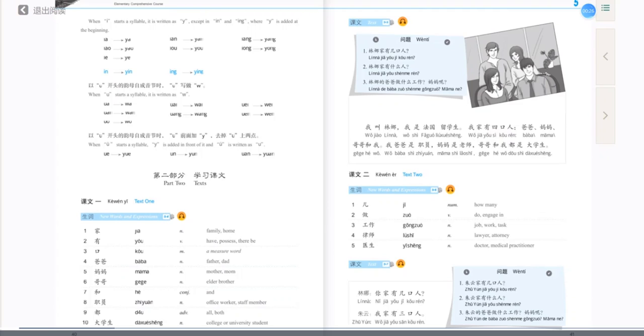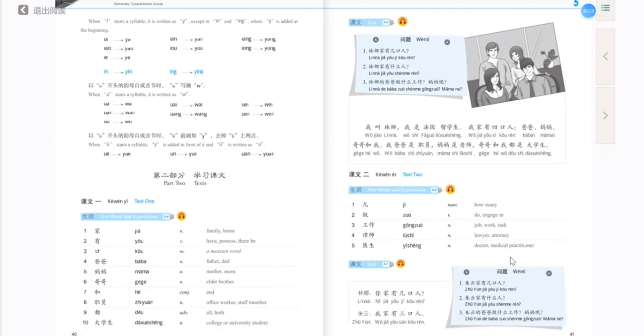Text 1 is Lina. Lina is introducing herself and her family, right? So let's read together for text 1. 我叫琳娜，我是法国留学生，我家有4口人，爸爸妈妈哥哥和我。我爸爸是职员，妈妈是老师，哥哥和我都是大学生。Okay, so let's again confirm the meaning of text 1.